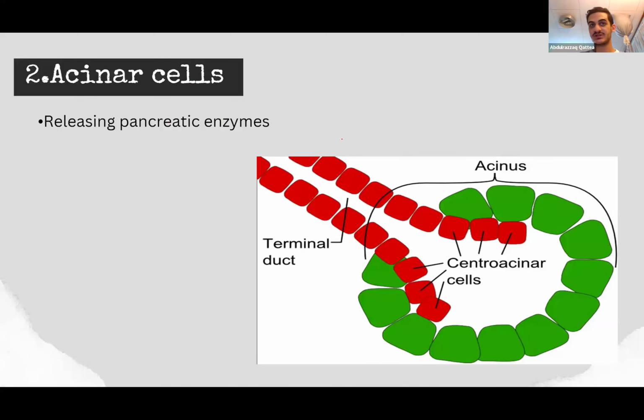We're done with the ductal cells. Just a small recap. We said that the ductal cells secrete bicarbonate, and the bicarbonate secretion is stimulated by secretin from the S cells. The second one is the acinar cells, and the function of the acinar cells is to release pancreatic enzymes to digest the food.